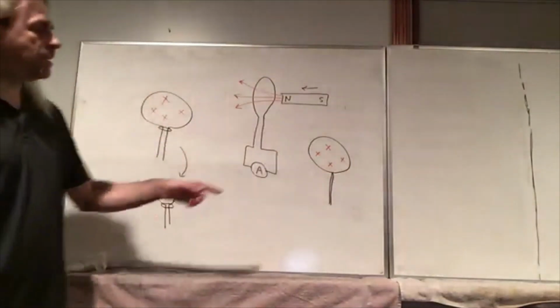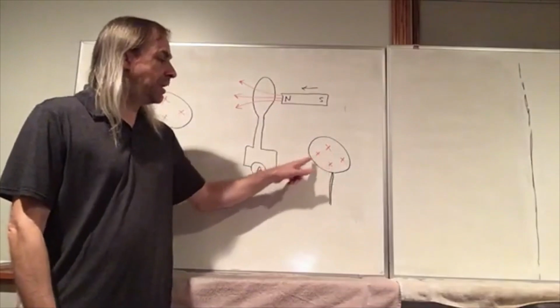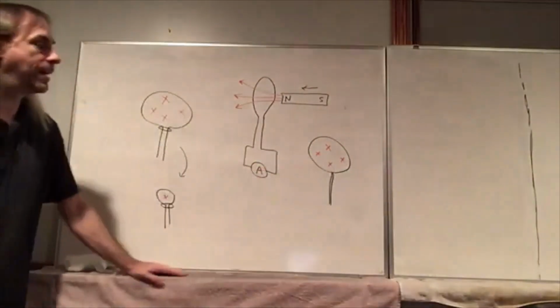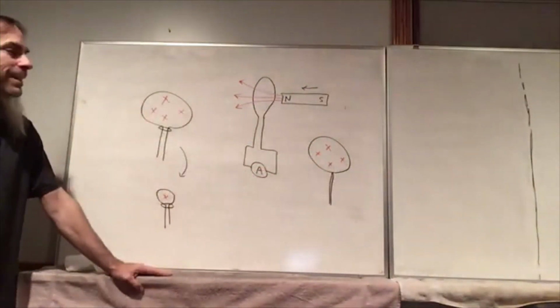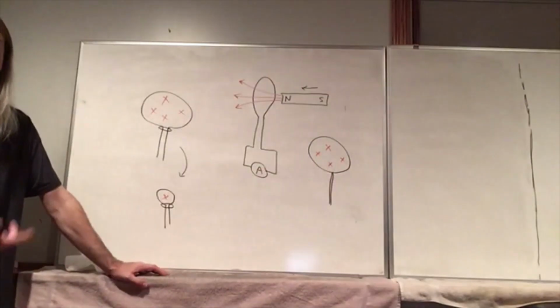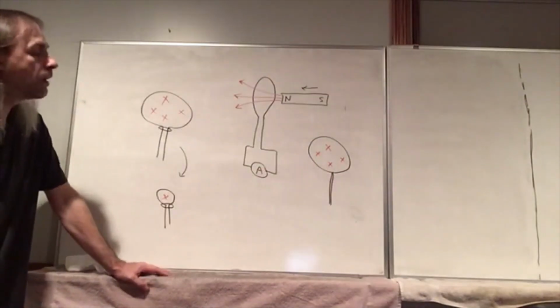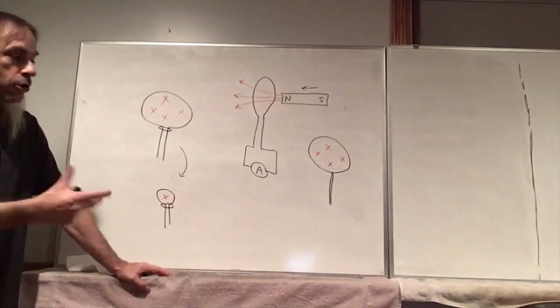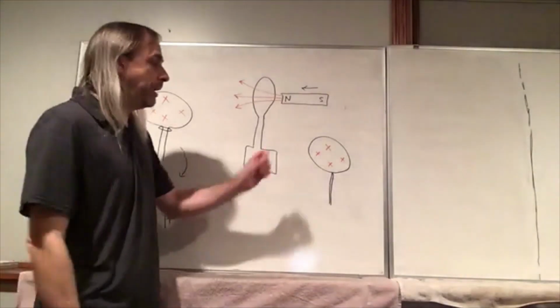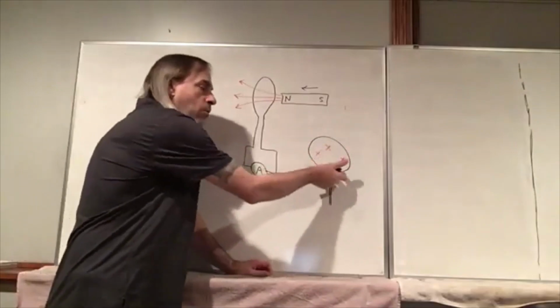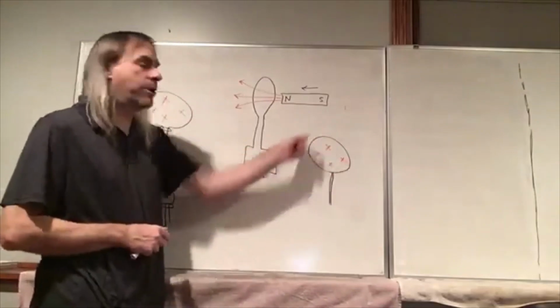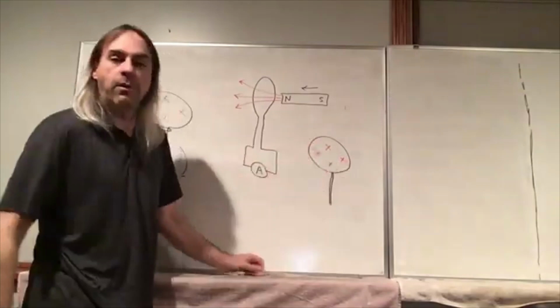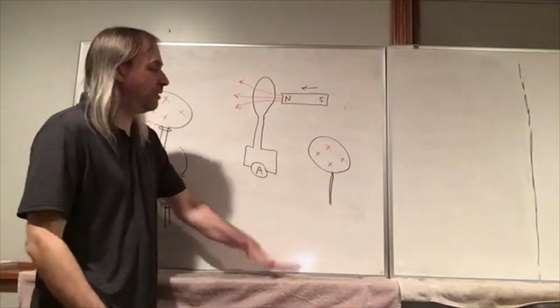So in this case, the magnetic field is constant. The area of the loop is constant. But now its orientation is changing. We're rotating it. And that creates a current as well. So again, if we rotate it one way, we'll get a current going in one direction. If we rotate it the other way, the current will reverse direction.